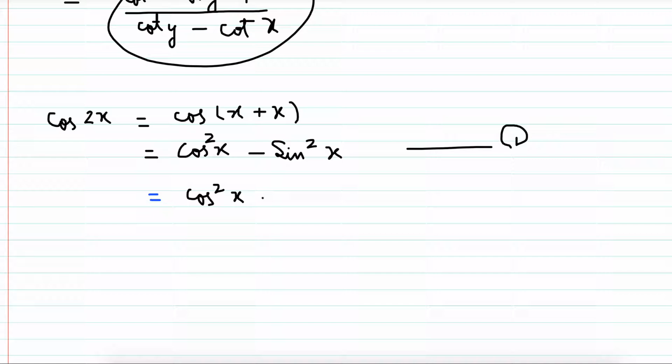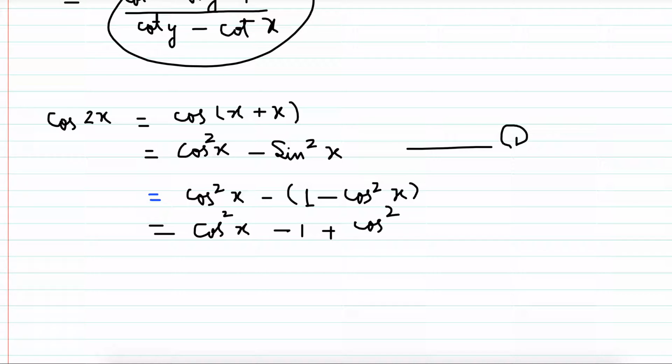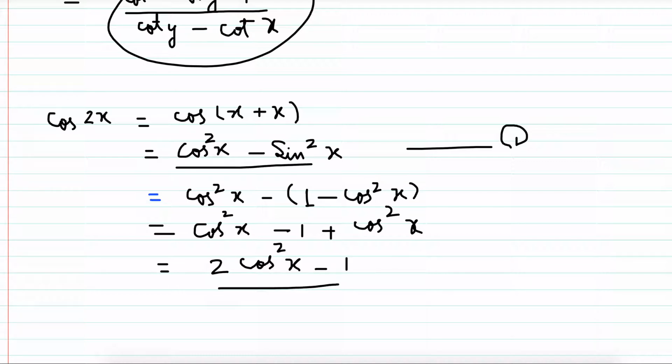So cos square x minus, we can write sin square x as 1 minus cos square x. So this is our second formula for cos 2x.